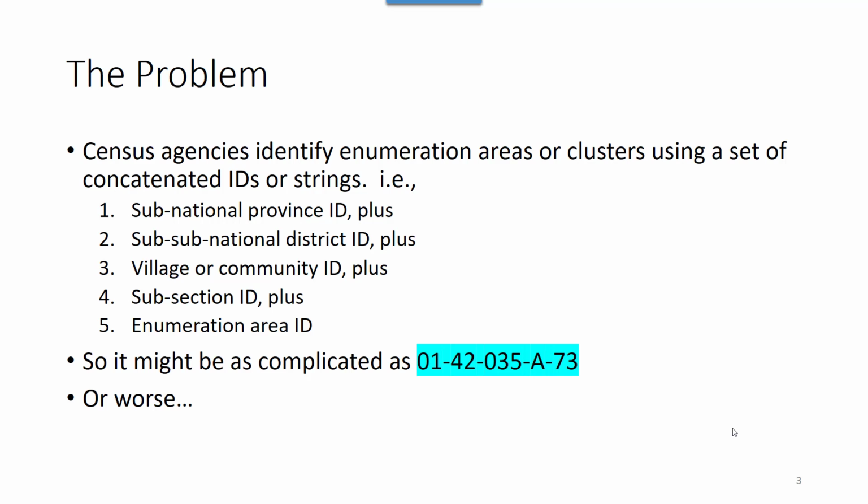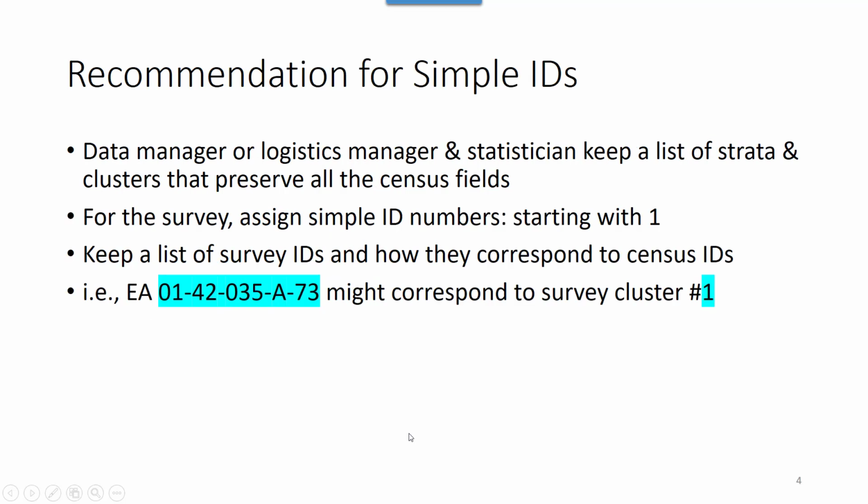So the identifier for the EA, the enumeration area, might be this long ugly string in blue here. Very difficult for your survey field staff to write this down every time they fill out a form. And the string could be even worse than the one you see here.